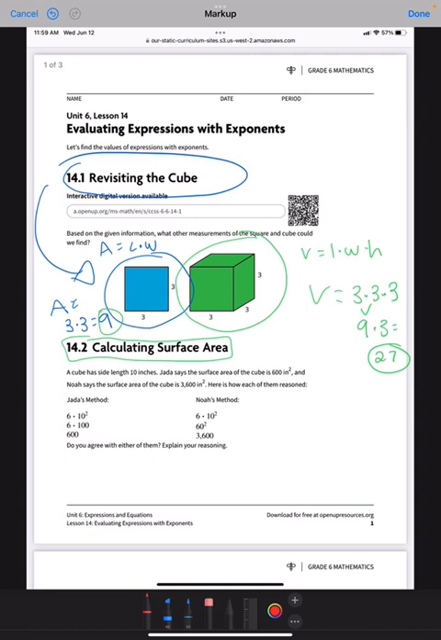This says a cube has a side length of 10 inches. Jada says the surface area of the cube is 600 inches squared. That means that its volume, it's a cube, 3D. And Noah says that the area of the cube is 3,600 inches squared. And here's how each of them reasoned. Jada said 6 times 10 to the second is 6 times 100, and that's how you get 600. Noah said 6 times 10 to the second is 60 to the second power, and you get 3,600.